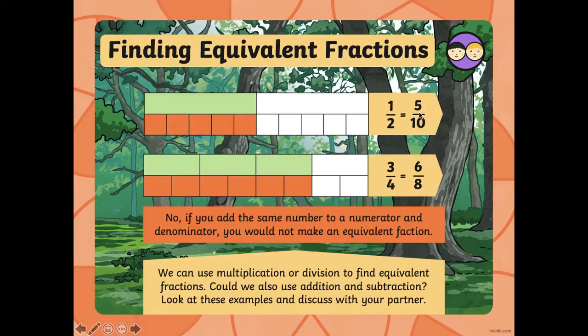So, half is the same as 5 over 10. 3/4 here is equal to 6 over 8, because if we times this by 2, we get 6, times this by 2, we get 8.